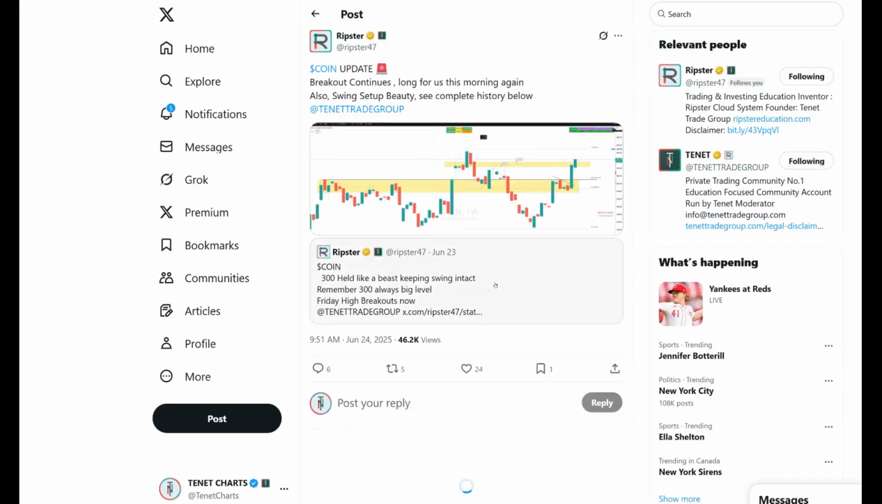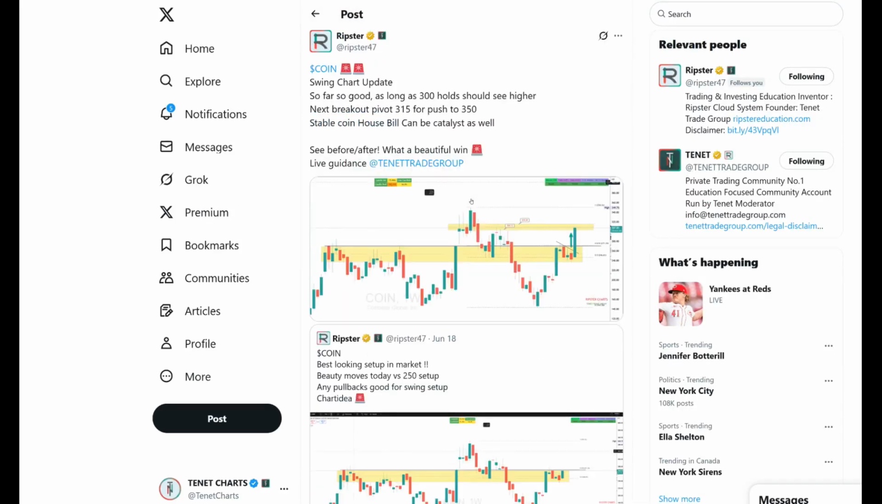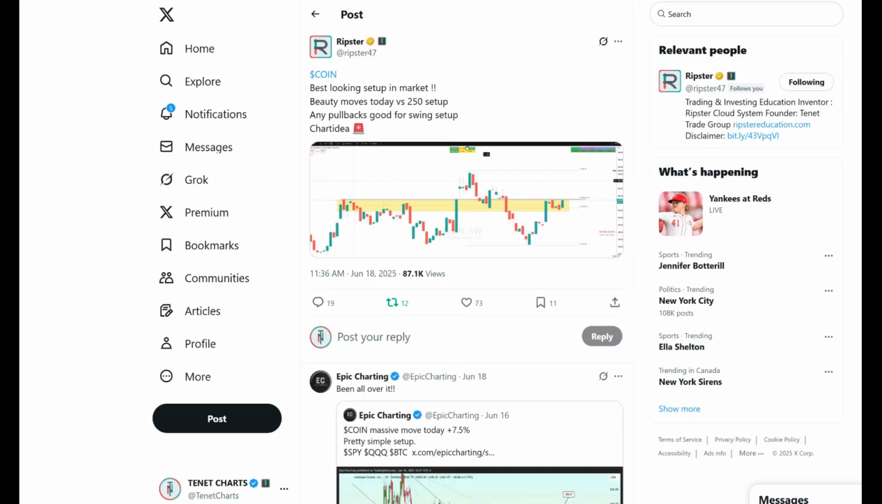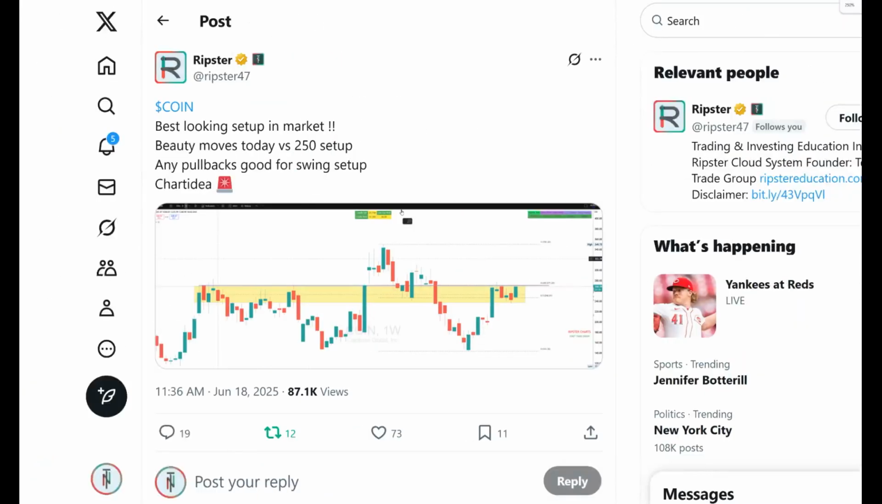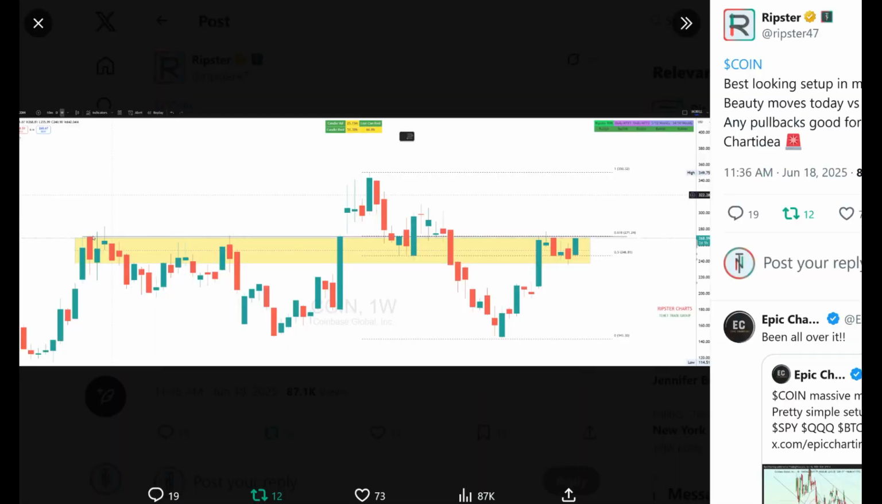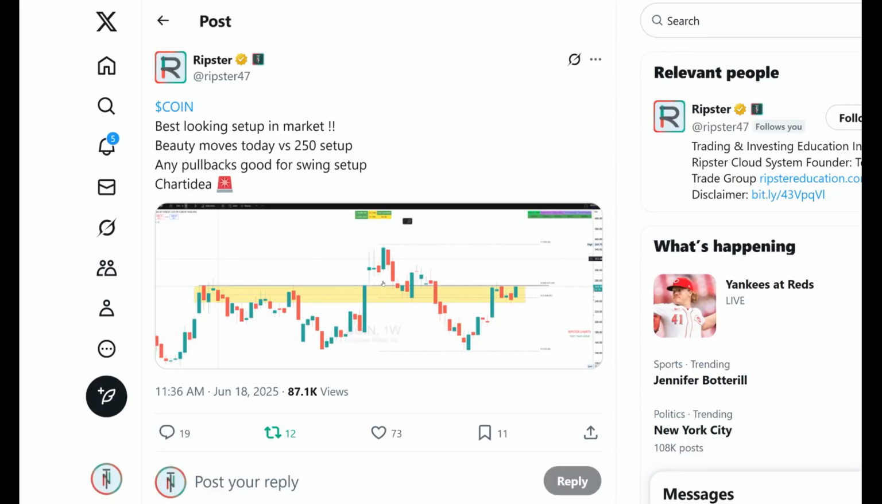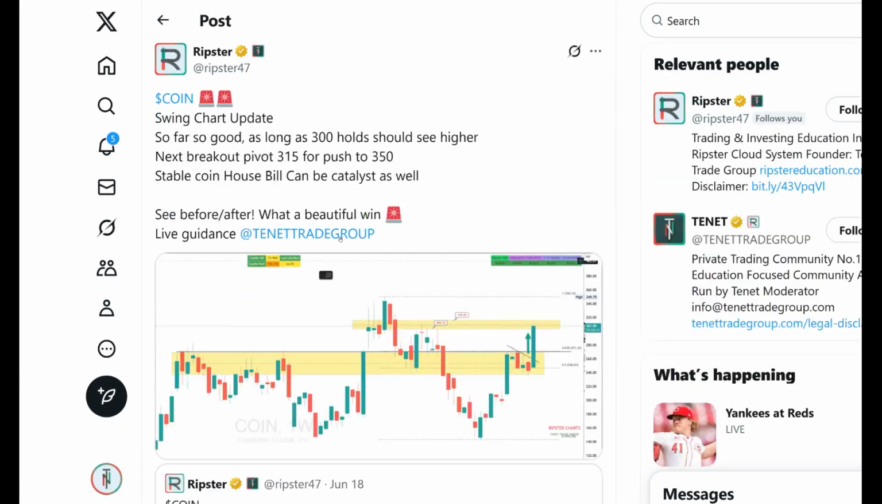All right, so let's go back here. We're going to start from this setup. What did I say? Best looking, we'll talk about the day trade, but let's talk about the swing setup, right? We have a catalyst, stable coin, Genius Bill, so we have that bullish catalyst. Best looking setup. You need to start drawing your lines here: resistance, support, range. Build the range breakout setups. That will give you the confidence. And this was a weekly chart, right? So beautiful moves, good swing setup, chart idea.